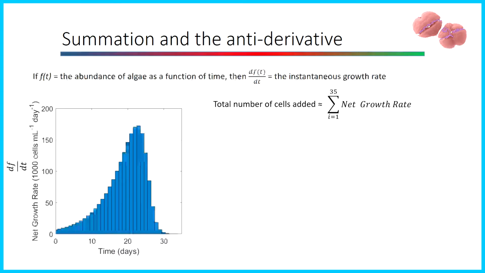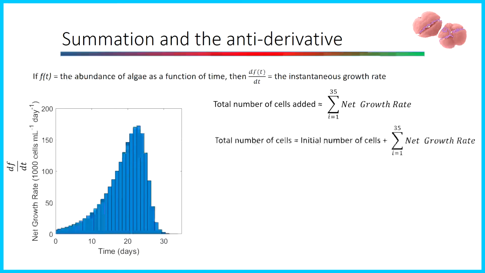If we want to know not the total number of cells added, but instead the total number of cells that are in our culture at the end of the experiment, we also need to know how many cells we started with. We could thus write a new equation stating that the total number of cells equals the initial number of cells that we started off with, plus the sum from i equals 1 to 35 of the net growth rate. This equation tells us the total number of cells that we have at the end of the experiment.